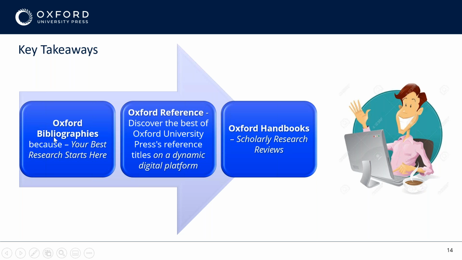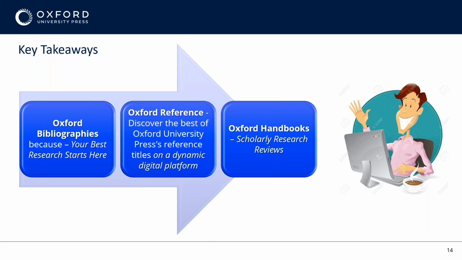So, what are the key takeaways of our session? You will use Oxford Bibliographies because your best research starts there. It gives you a whole lot of citation information. It tells you why the citation is linked to this particular topic. It gives you a complete overview.